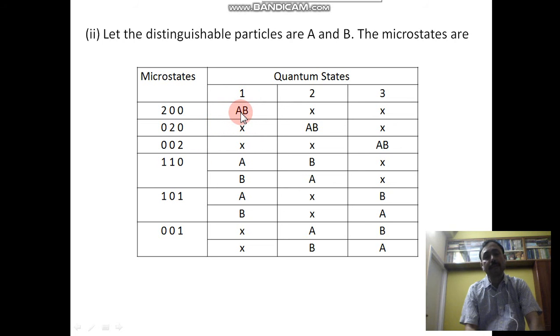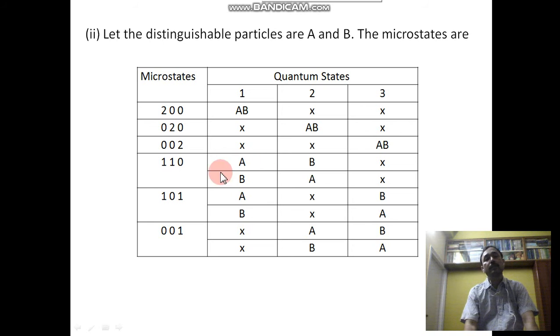So if there are only two particles, A and B, both particles will be accommodated in the first quantum state. Come to the second microstate, 0, 2, 0. In the second quantum state there are two particles, and in the first and third quantum states there are no particles. So this is no particle, AB, and no particle. Another microstate is 0, 0, 2. It means in quantum state 1 there is no particle, in quantum state 2 there is no particle, and in quantum state 3 there are two particles, A and B.